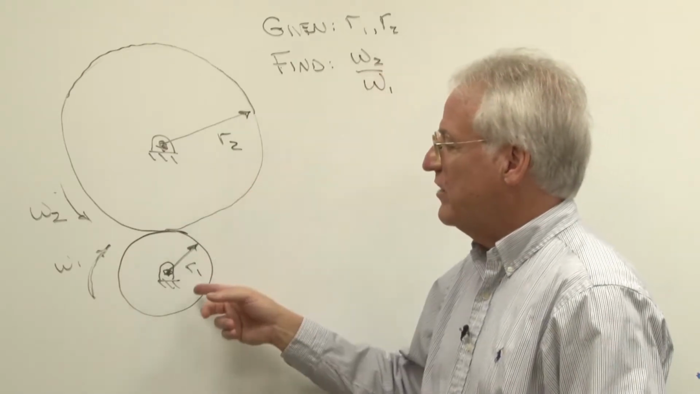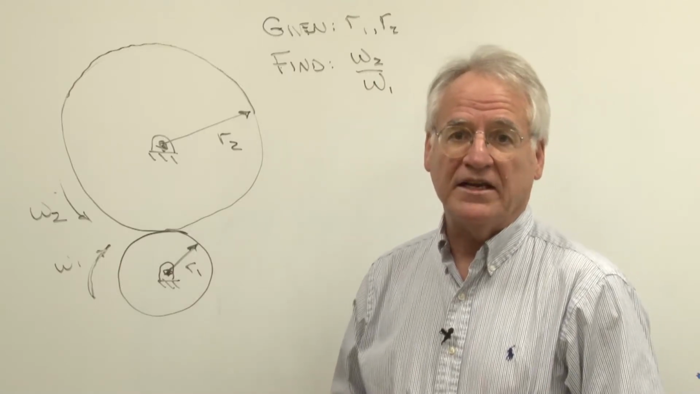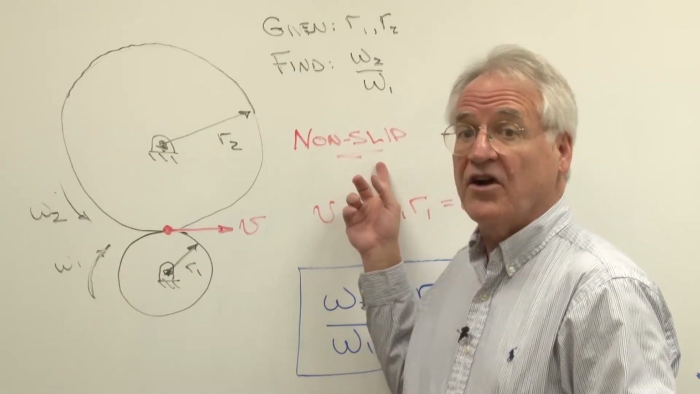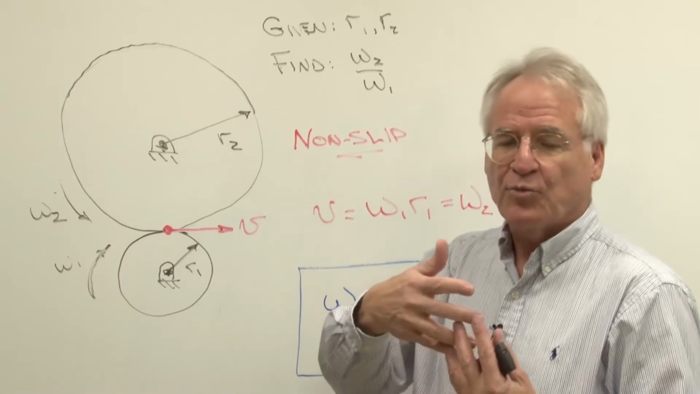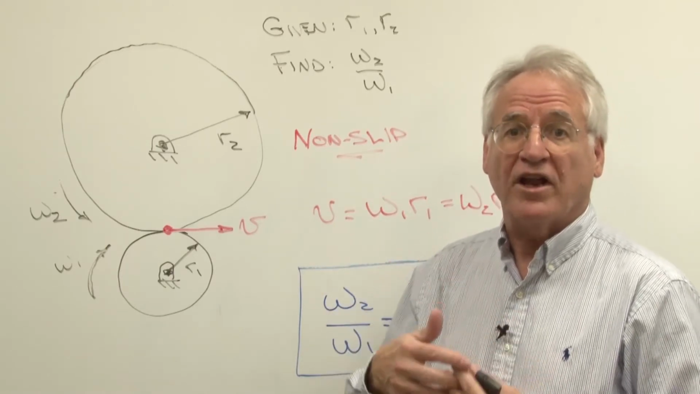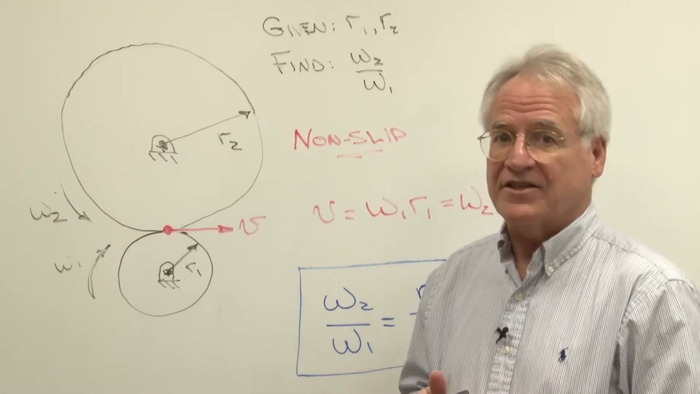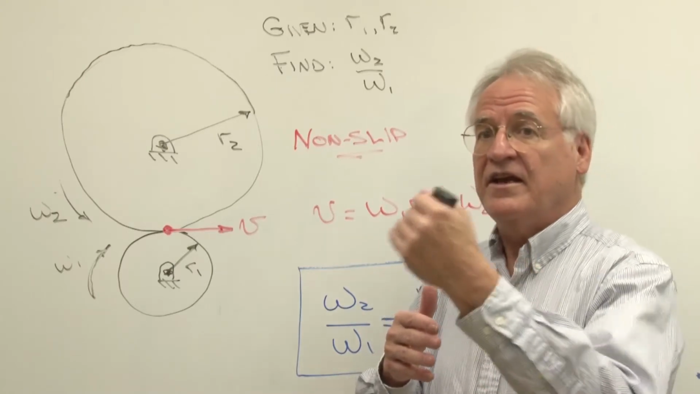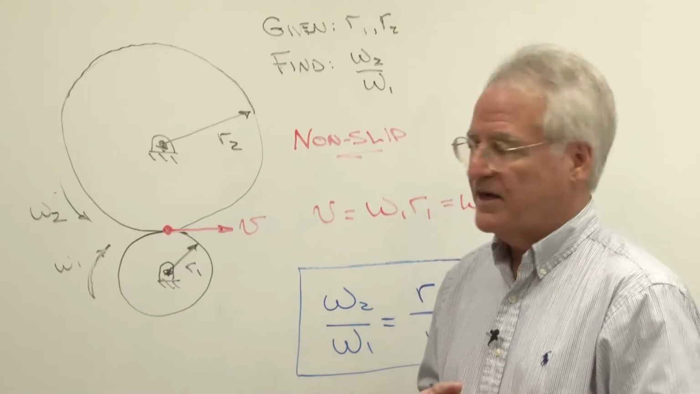Given these two radii, find the ratio of the speeds, the so-called gear ratio. Recognize that the gears are in a non-slip condition. The gear teeth preclude or prevent the gears from rotating relative to one another. And the definition of non-slip is that the velocity of one side of the interface is equal to the velocity of the other side of the point of contact.